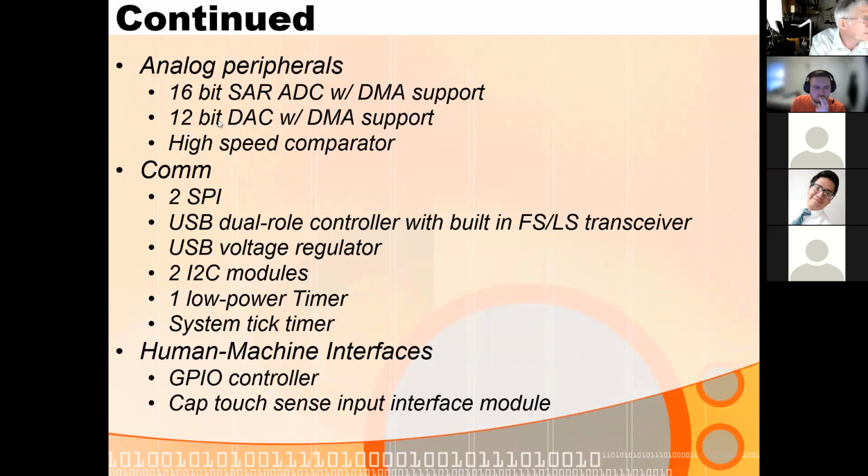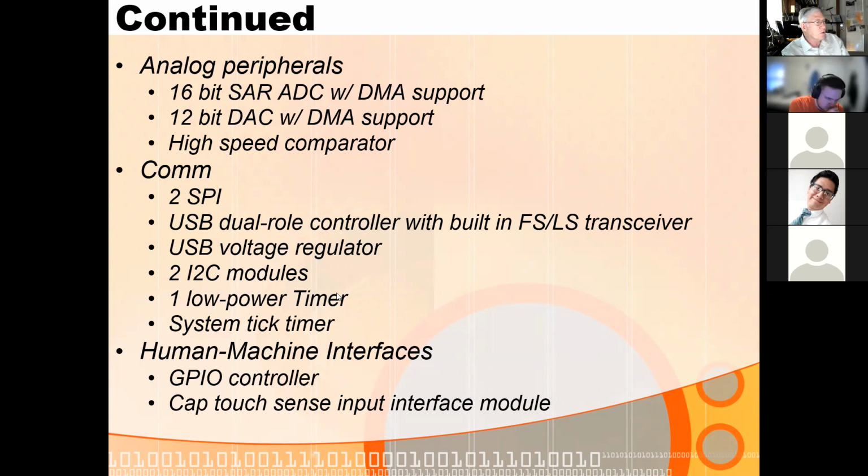It has a 12-bit DAC, which is nice. Again, with DMA support, and it does have a high-speed comparator. So that's the analog side. And then we have 2 SPI modules, 2 I2C modules. This chip has its own ability to support and be the host, the master, for a USB interface, including a voltage regulator that provides 5 volts at 500 milliamps. So it's pretty cool in that regard.